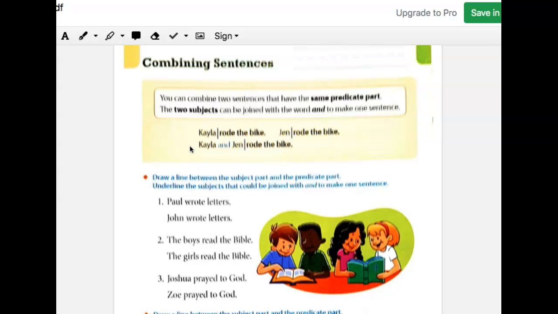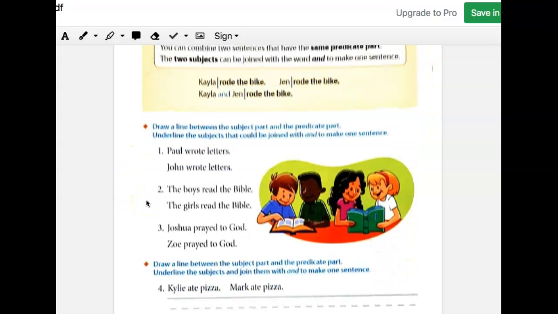How do we combine the subjects of the first two sentences? We combine them by using the word and. And we were able to combine these two subjects because they have the same predicate part, rode the bike. Let's move on to numbers 1 through 3. Draw a line between the subject part and the predicate part. Underline the subjects that could be joined with and to make one sentence.